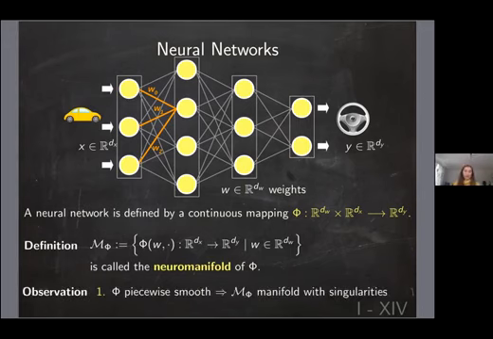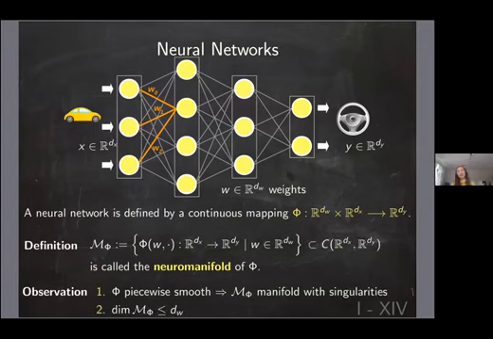Okay, so let us do some super easy observations at the beginning about this object. First of all, in most settings, this continuous mapping phi is a piecewise smooth function. That would mean that the neuromanifold is not really a manifold, but a manifold with singularities. So it deserves this name.